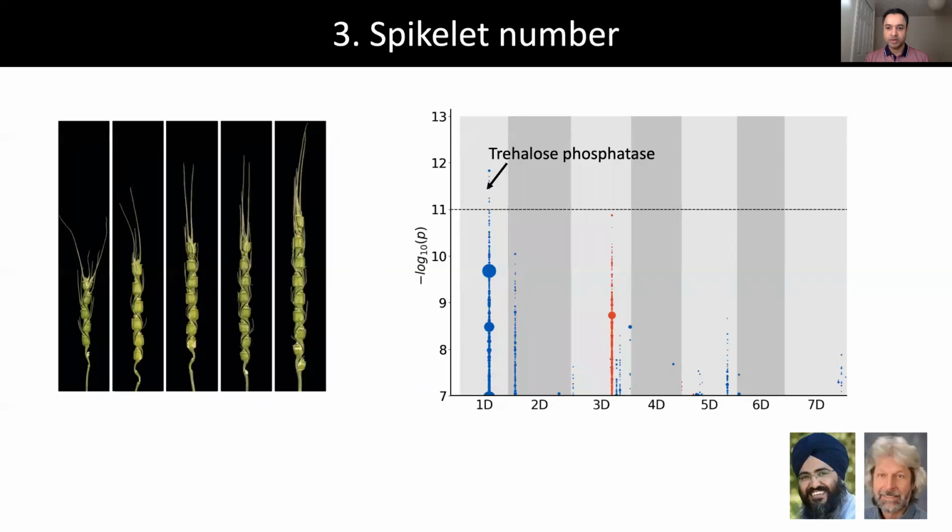Next, we looked at spikelet number variation in this panel. This trait is highly significant for improving wheat yield. Keeping everything else constant, even a 10% increase in spikelet number in wheat would be groundbreaking. We identified a high confidence candidate gene for this trait on 1D, which encodes trehalose-6-phosphate phosphatase. A gene belonging to this family is known to play an important role in the inflorescence architecture of maize. This work was done in collaboration with Gurcharn Brar and Randy Kutcher at the University of Saskatchewan.